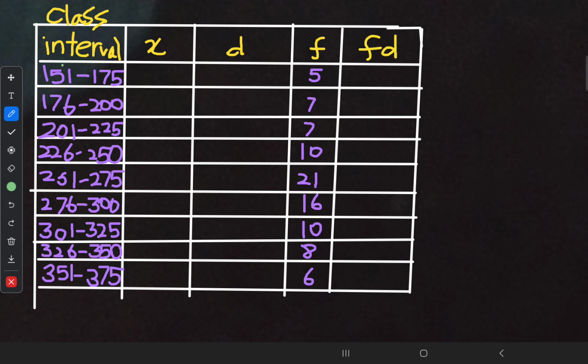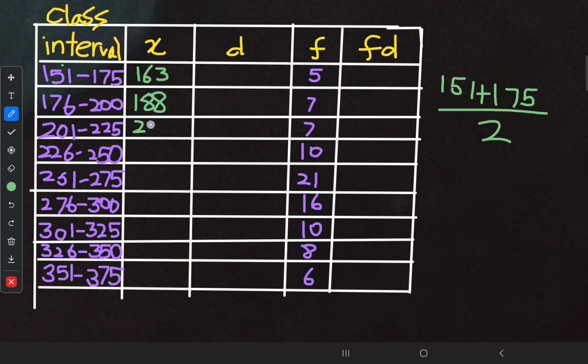Lower class boundary 151, upper class boundary 175. So 151 should be added with 175 and divided by number 2. So let's find the sum of 151 plus 175 divided by 2. That will give you 163. Similarly, for the next one, 176 plus 200 divided by 2 will give you 188.